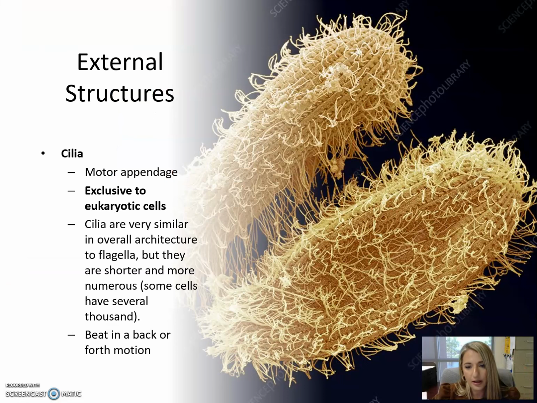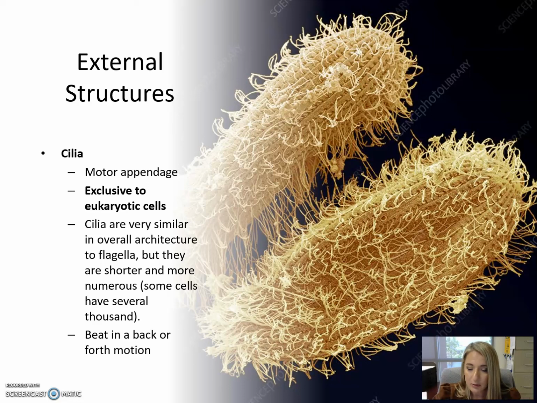An additional motor appendage that only eukaryotic cells can have is called cilia. Cilia are exclusive to eukaryotic cells. They're used for movement, but only eukaryotic cells can have this structure. Prokaryotic cells do not have cilia. In a prokaryotic cell, the only motor appendage is the flagella, whereas in a eukaryotic cell, they could have flagella, but they could also have cilia. Or there's even opportunities for them to have both. Cilia are very similar to flagella as far as composition. They're made up of that same 9+2 microtubule arrangement.